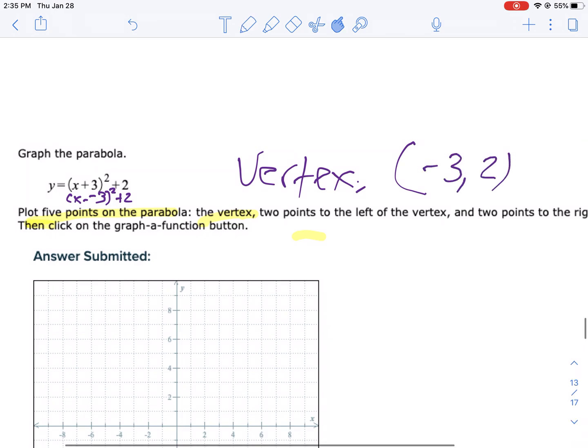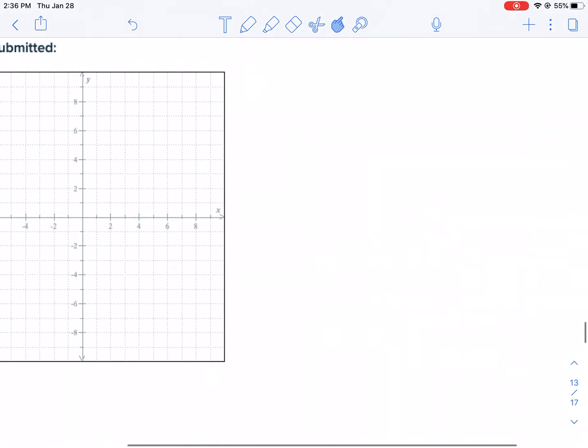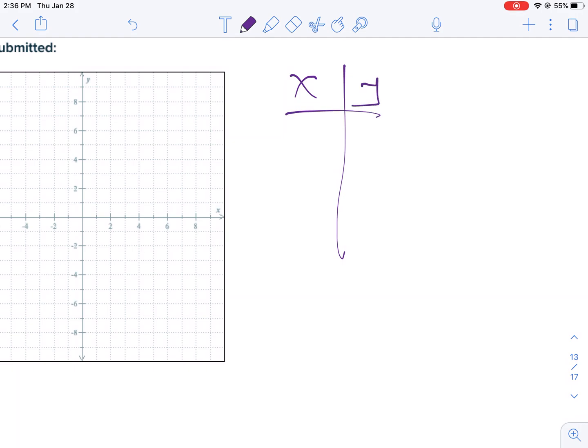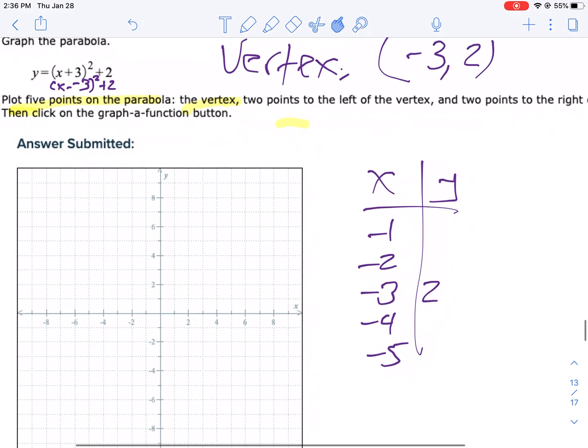So now we're going to make our table, x and y. I'm going to put negative 3, 2 in the middle of my table. I'll do a couple numbers to the left and a couple numbers to the right. So I'll go negative 4, negative 5, negative 2, negative 1. We should know by now that this parabola is going to be symmetric, so you don't have to do all 5 points. You do have to do some other points, but just make sure it's symmetric.